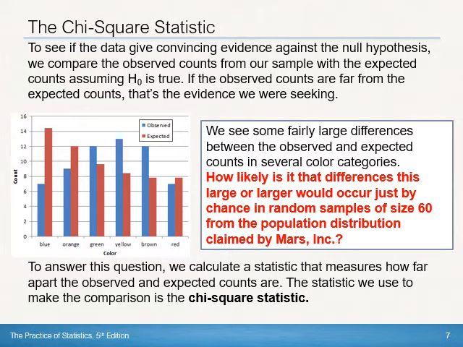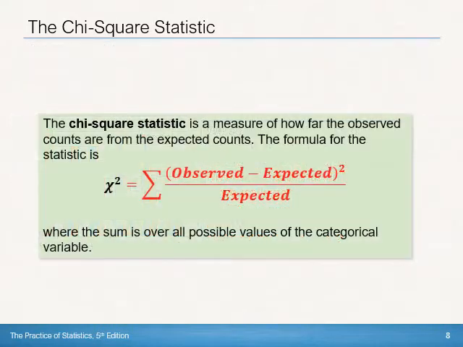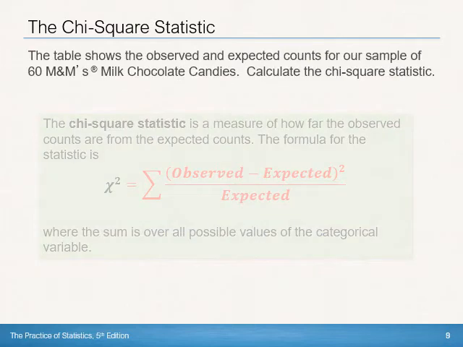In order to answer that question, we have to calculate the chi-squared statistic. And you saw this formula. Remember, it's the observed minus the expected count for each of the categories. We're going to take each difference, square it and divide it by the expected, and we'll add those up over all the different categories.